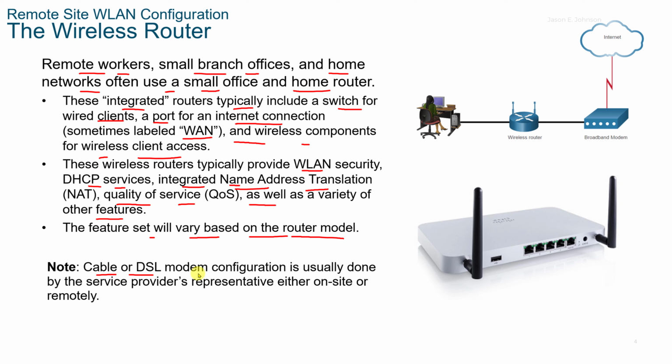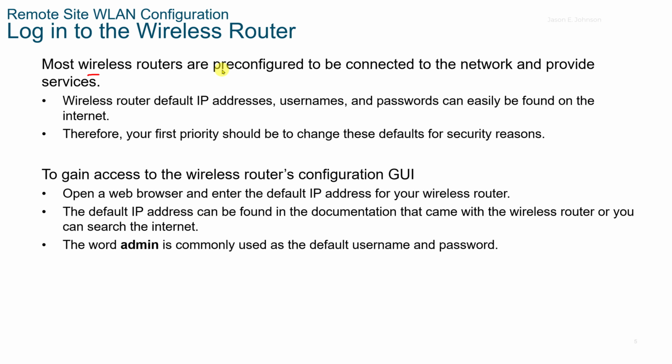There's a note here that cable or DSL modem configuration is usually done by the service provider, either on site or remotely. Most wireless routers are pre-configured to be connected to the network and provide services. Wireless router default IP addresses, usernames, and passwords can easily be found on the internet, and that's the default. Usually it's admin or something along those lines. And so your first priority should be to change the defaults for security reasons before you put those routers into the mix. Before you even connect them to the internet, you want to make sure that you change the default passwords and usernames for the administrators.